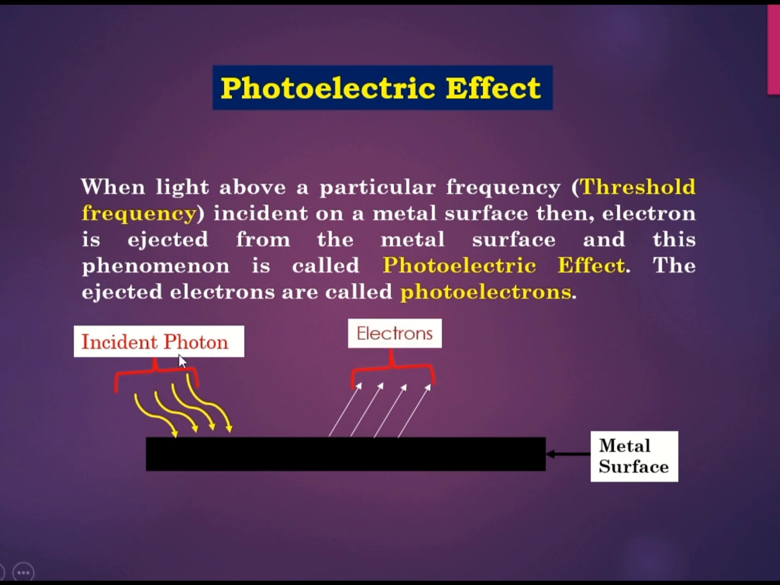So these photons are incident on a metal surface, and the frequency of this photon is greater than a particular frequency. Now this particular frequency is the threshold frequency, which depends upon the nature of the metal surface we are using. It varies from material to material, metal to metal. So when these photons are incident on a metal surface, without any time lag, electrons are ejected out from this metal surface. These electrons are called photoelectrons, and this entire effect is called the photoelectric effect.